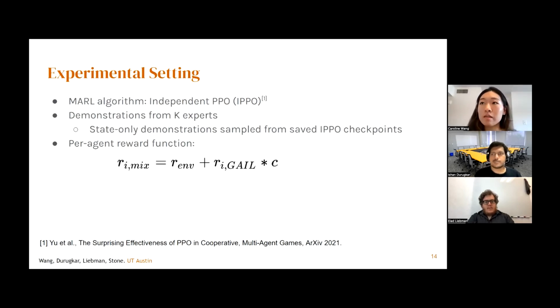Okay, so in our experiments, each agent is learning independently with PPO, which we'll refer to as IPPO in this talk. The demonstrations are sampled from each of K experts, each of whom were trained on the original environment reward using IPPO. And in our method, each agent is trained to maximize this mixed reward that consists of the environmental reward corresponding to the task, summed with the GAIL reward.